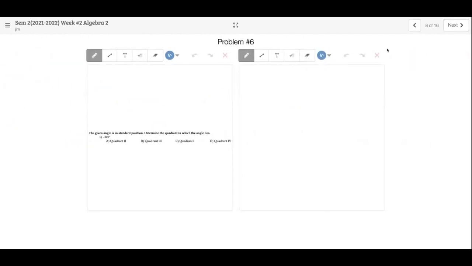All right, number 6. It says the given angle is in standard position. Determine the quadrant in which the angle lies. Man, these problems are almost exactly the same thing as what your assessment is this week, isn't it? All right, which quadrant is that going to be in?